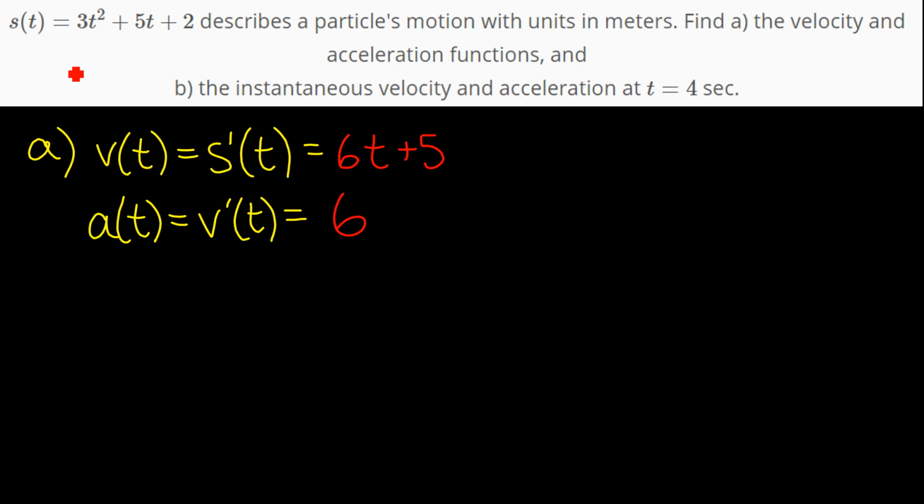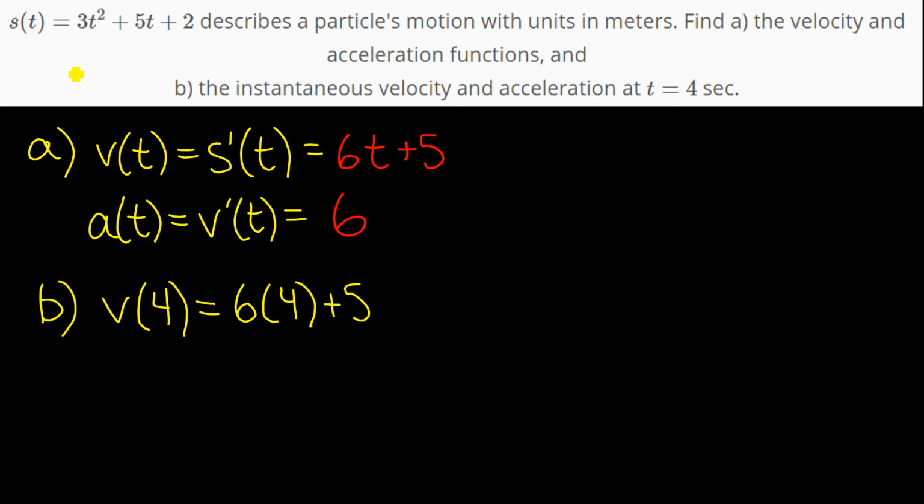So part B asks us to figure out what's the instantaneous velocity and acceleration at time t equals 4. So what it wants to know is, what's the velocity when t equals 4? Well, we have our velocity function, and we plug 4 in. The velocity function is just 6t plus 5, so I do 6 times 4 plus 5, which is going to equal 24 plus 5, or equals 29. Now, because I'm doing velocity and this is in terms of meters, and I'm talking about seconds, this is going to be meters per second.